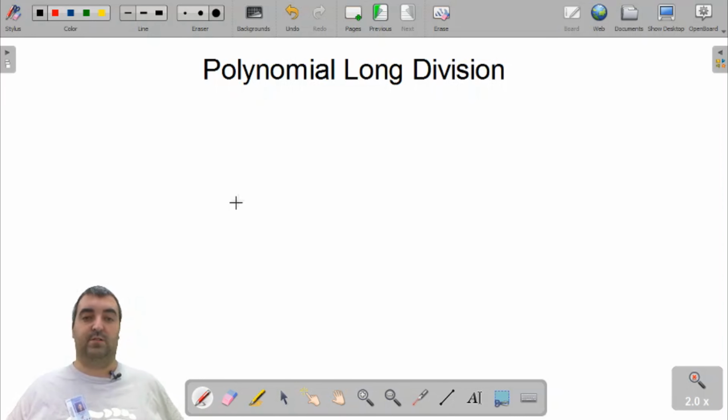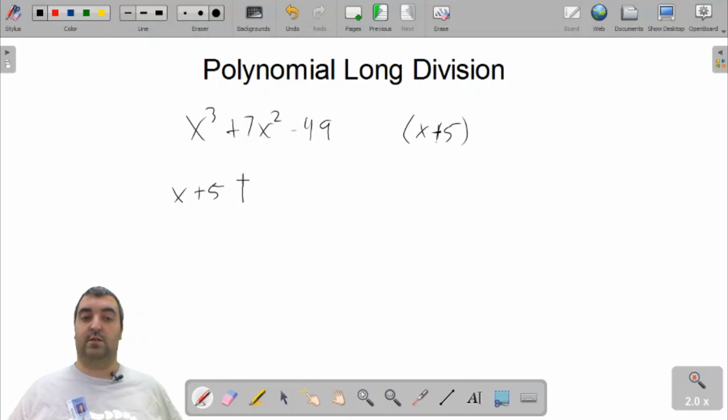But yeah, we'll see. So here, if I want to do x cubed plus 7x squared minus 49, and I want to see if something is a factor, specifically x plus 5, I'm going to do long division. I'm going to set it up just like you would long division with numbers.